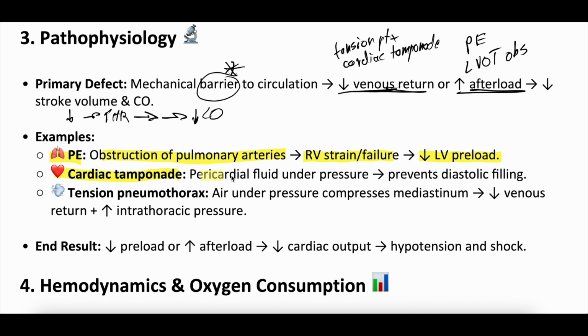Cardiac tamponade, you have a big pericardial effusion that then compresses the heart. It prevents diastolic filling, and that then leads to decreased stroke volume and decreased cardiac output. Tension pneumothorax, air under pressure within the thoracic cavity compresses the mediastinum. That decreases venous return to the heart because those venous structures are compressed by all the increased intrathoracic pressure. That leads to less heart filling and lower stroke volume. So the end result for all these is the same. Either decreased preload or increased afterload that then eventually leads to decreased cardiac output, which then leads to hypotension and shock.